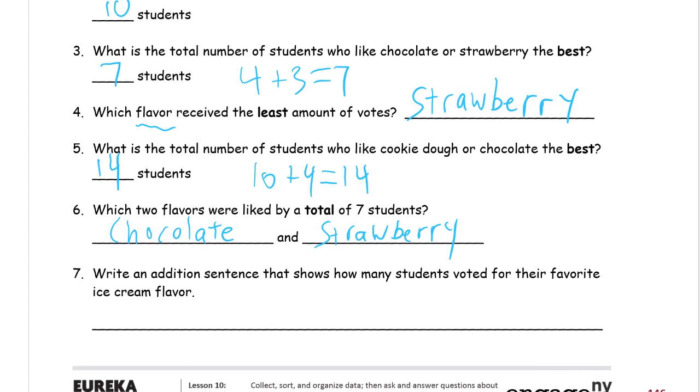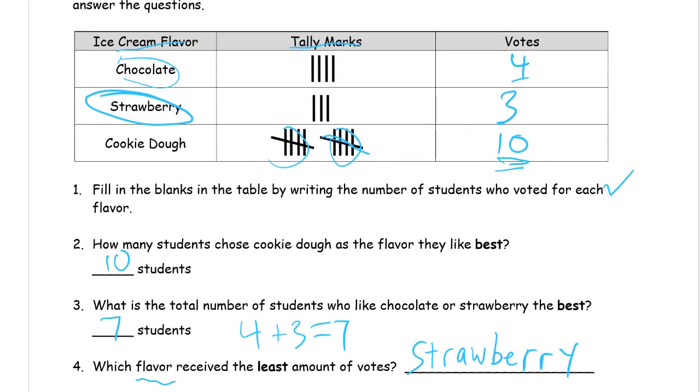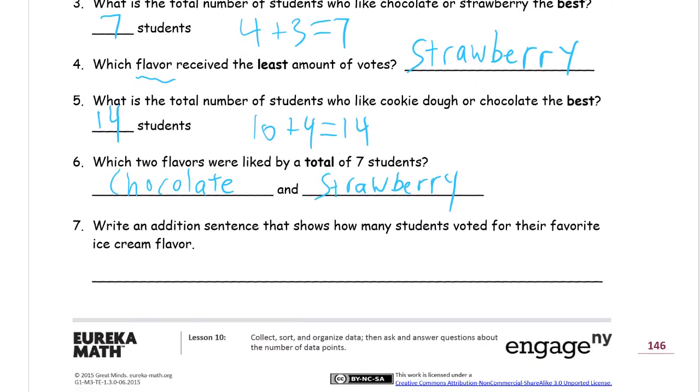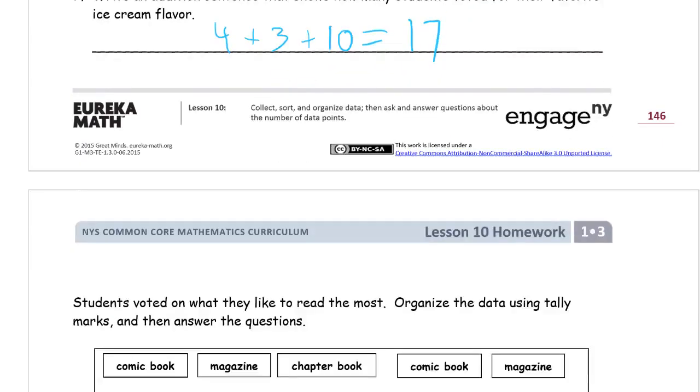Write an addition sentence that shows how many students voted for their favorite ice cream flavor. Well, everybody voted, no matter what they liked. So that means we're going to add up all the votes. That's this 4 plus that 3 plus this 10. So here's our addition sentence: 4 plus 3 plus 10 equals. Let me clean up that 10 because it looks a little bit like a 16. There. Well, we already know that 4 plus 3 is 7 because that's one we already had. And then 7 plus 10 is 17. And there's the addition sentence we had to write.